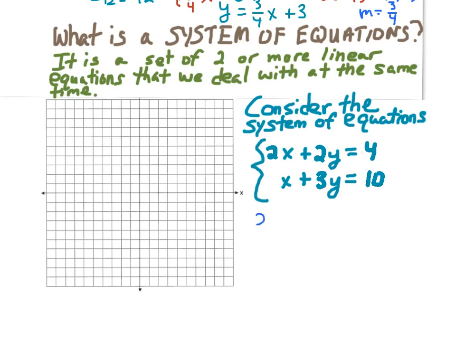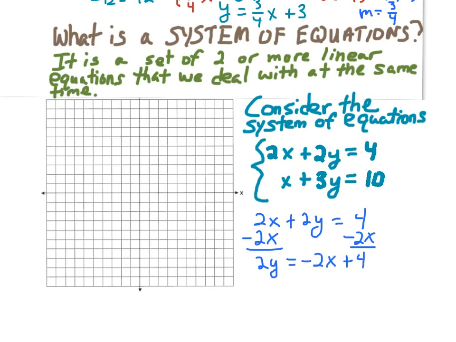So let's start with 2x plus 2y equals 4. If I subtract 2x, I'm trying to get this in slope-intercept form again, and that gives me 2y equals negative 2x plus 4. And then I'm going to multiply by 1/2 on each side.